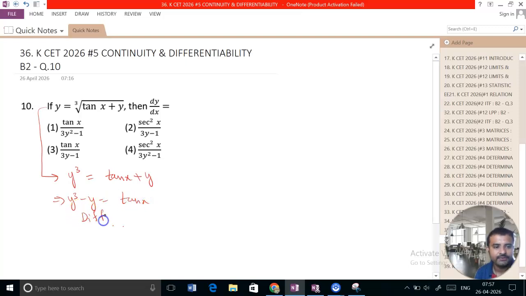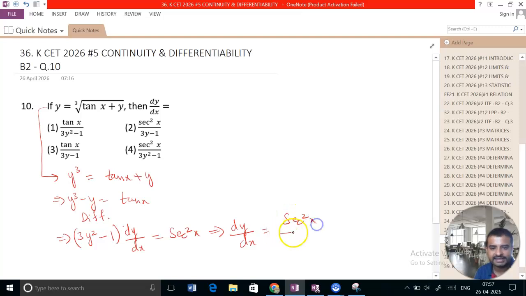Now differentiate the above function with respect to x. It becomes 3y square into dy by dx minus dy by dx, since here also we have y. If you take dy by dx outside, it becomes (3y square minus 1) dy by dx, and this is equal to the differentiation of tan x, which is secant square x. If you simplify, dy by dx will be secant square x divided by 3y square minus 1. The answer for this question is option 4.